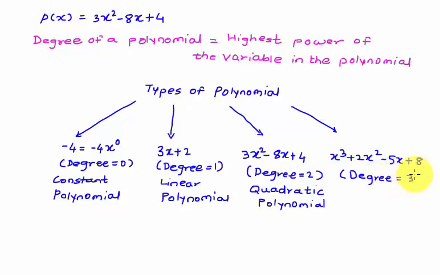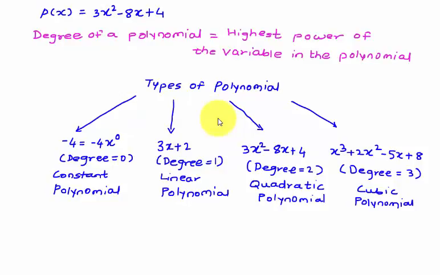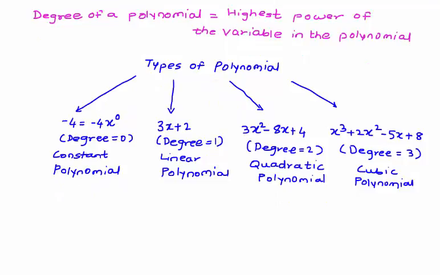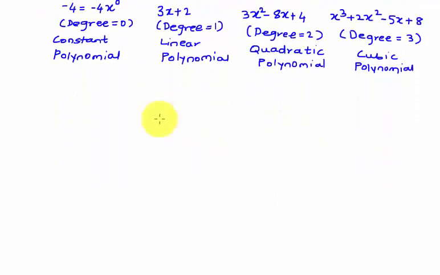So the degree of this polynomial is 3. Hence it is called a cubic polynomial. So this way we can categorize a polynomial depending upon its degree into constant polynomial, linear, quadratic or cubic polynomial. Now let's discuss the term value of a polynomial.